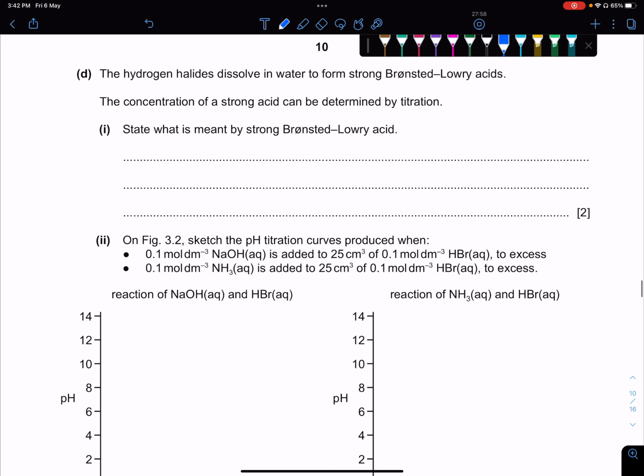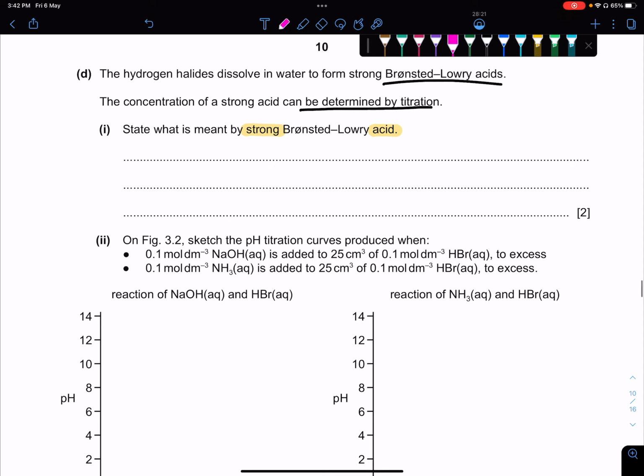Next part. What is meant by a strong Bronsted-Lowry acid? Hydrogen halides dissolved in water form strong Bronsted-Lowry acids. The concentration of the strong acid can be determined by titration. So what is meant by a Bronsted-Lowry acid? Give the answer here in 2 steps: what's an acid and what's a strong Bronsted-Lowry acid? Don't take a risk.